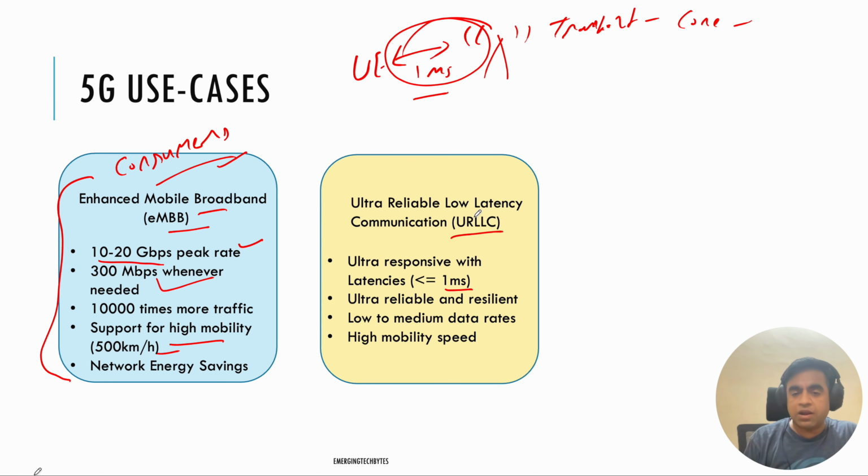Where there are lots and lots of sensors connected on these machines, and they transmit the data, and they expect that the latency should be 1 millisecond and a reliable network, right? So this use case is actually targeted towards the industrial segment of the enterprises, right?